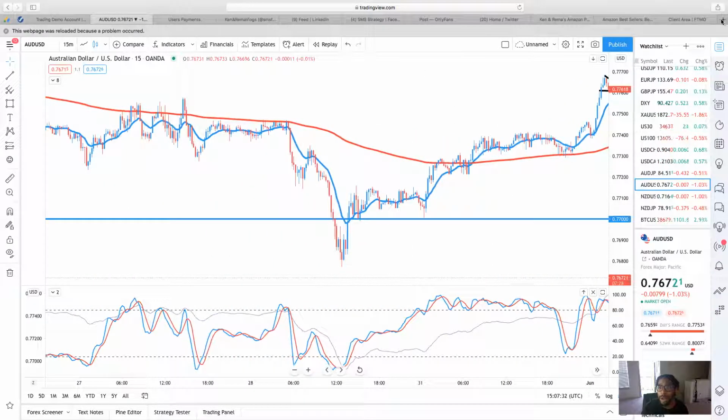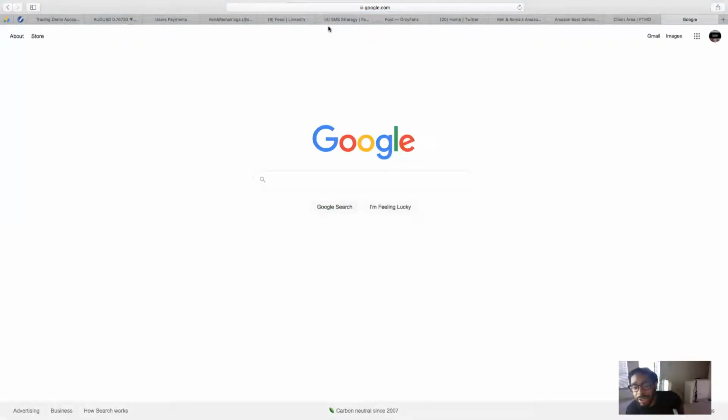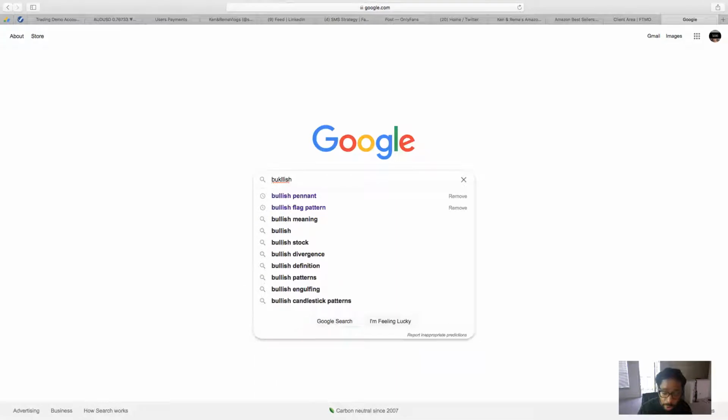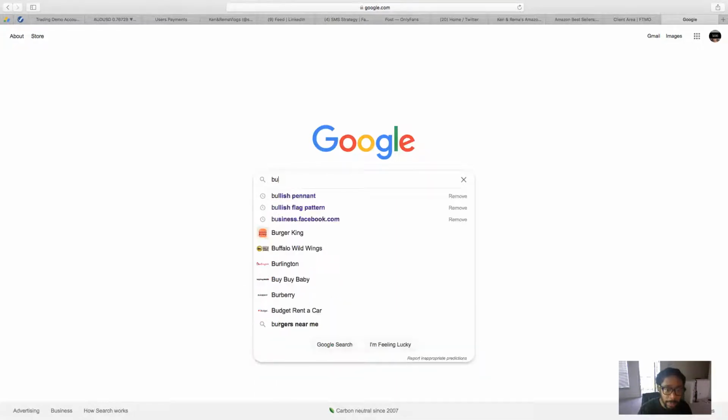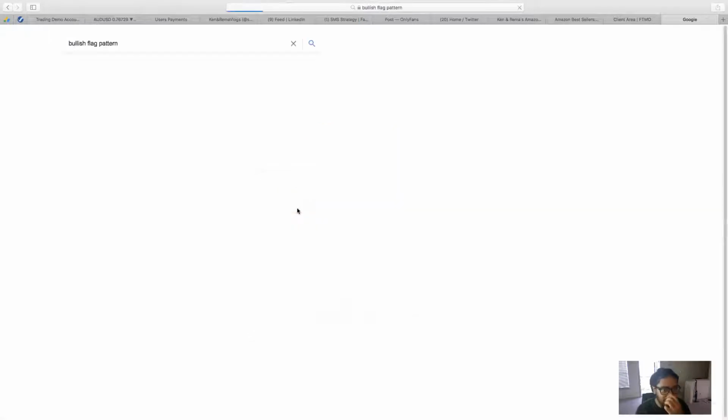So now I'm going to go over here and hit this plus sign, and then we're going to type in Google.com, so I can show you these patterns right on hand, and then I can show you an example, and we can run through it real fast, because like I said, I want to keep these videos as short as possible, so I don't overmake these videos and then you guys not watch them. Bullish flag pattern.